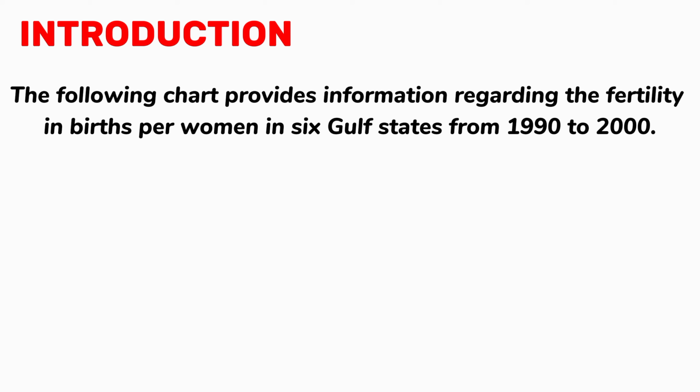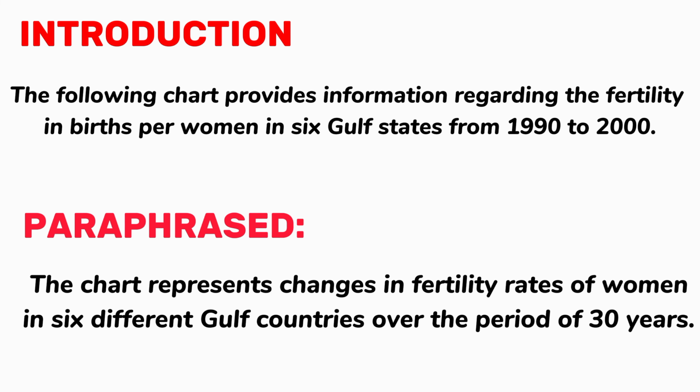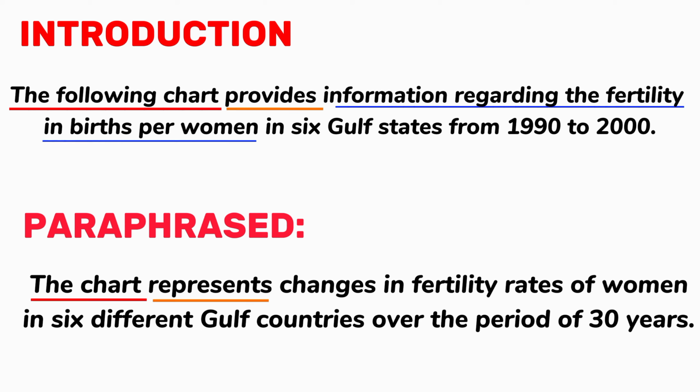So I'll be writing here: The chart represents changes in the fertility rates of women in 6 different Gulf countries over the period of 30 years. Now see how I have paraphrased it. The following chart I have written chart provides, I have written represents information regarding the fertility in births per woman. I simply written changes in the fertility rate of women. Both have the same meaning, I just paraphrased it.